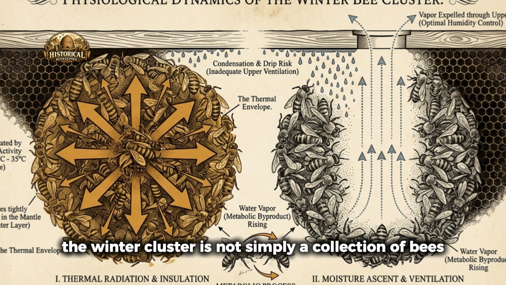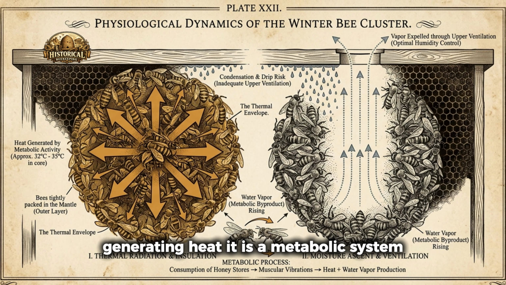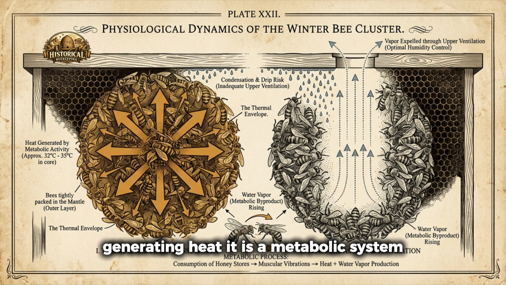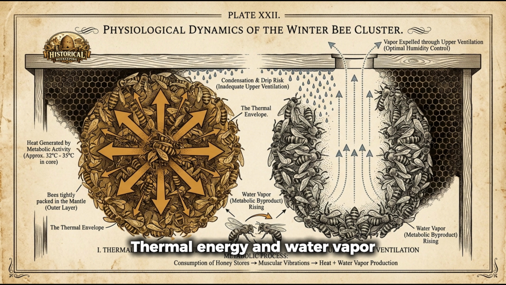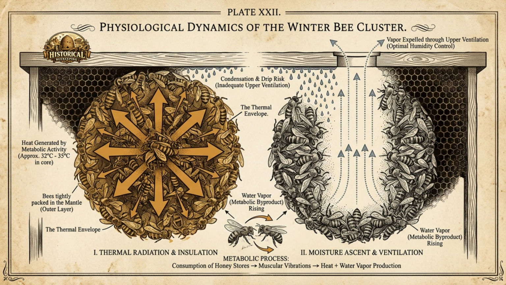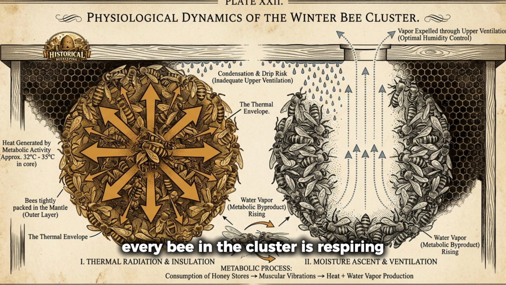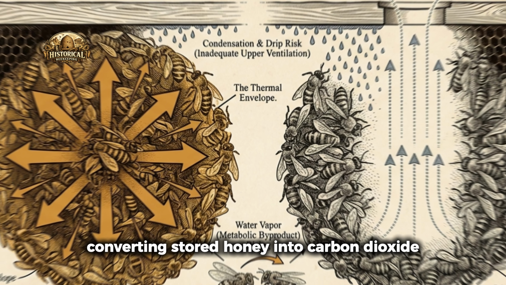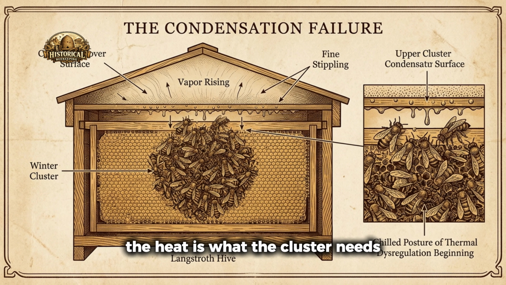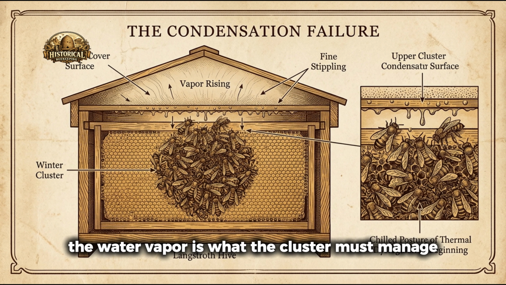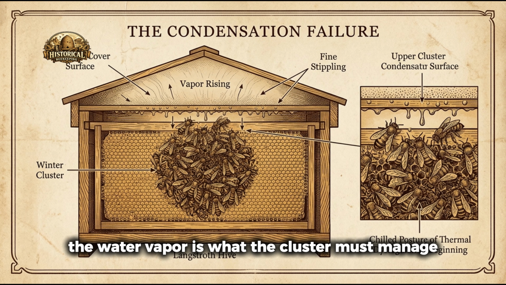The winter cluster is not simply a collection of bees generating heat. It is a metabolic system producing 2 outputs simultaneously: thermal energy and water vapor. Every bee in the cluster is respiring, converting stored honey into carbon dioxide, water, and heat through cellular metabolism. The heat is what the cluster needs. The water vapor is what the cluster must manage.